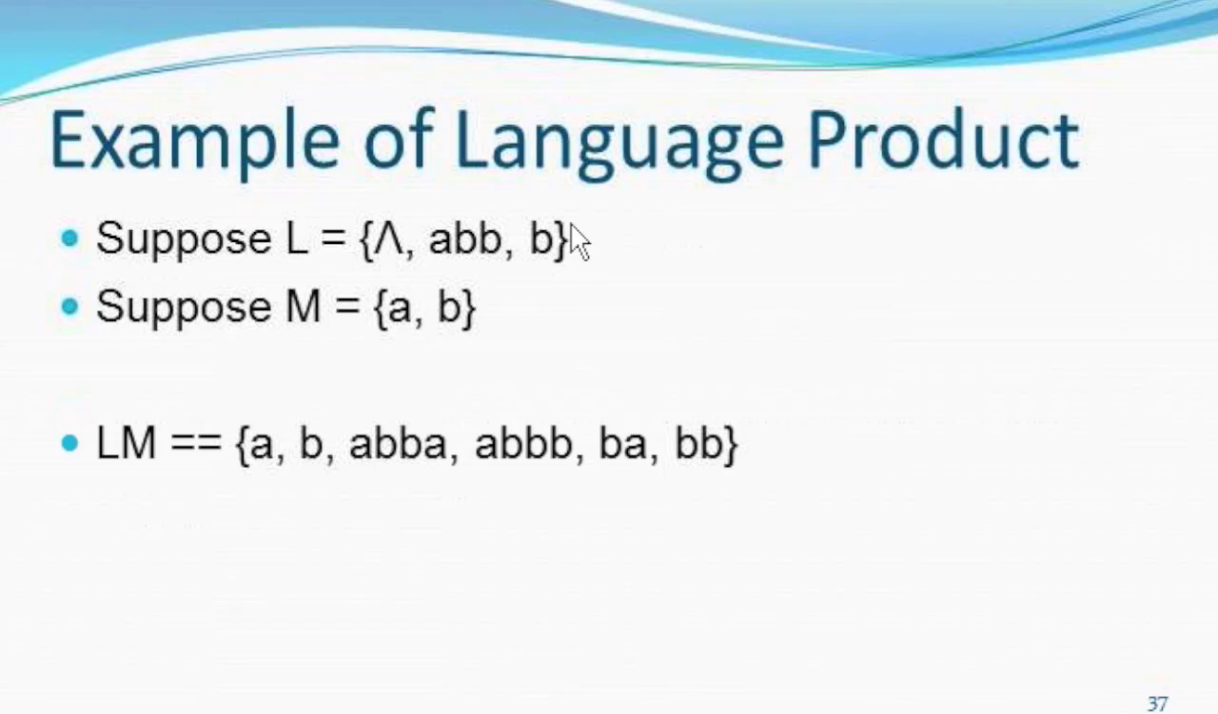So suppose we have L and M as defined here. You want to pause this video and just check, but I think you'll find that this is LM, right? So we take one thing from L, let's start with lambda, and go through all the elements of M. So lambda concatenated with A is just A, lambda concatenated with B is just B. Let's take the next element of L, concatenate that with everything, the next one, concatenate that, and you get this set. Let's be precise, please.